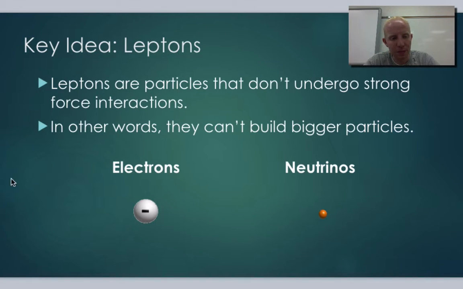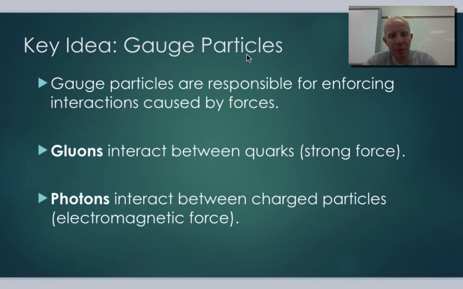And then last of all, we have the gauge particles. They're responsible for enforcing interactions caused by forces. So for example, gluons interact between quarks. They're kind of the manifestation of the strong force. So if the strong force is occurring, then they're exchanging gluons between each other, basically.